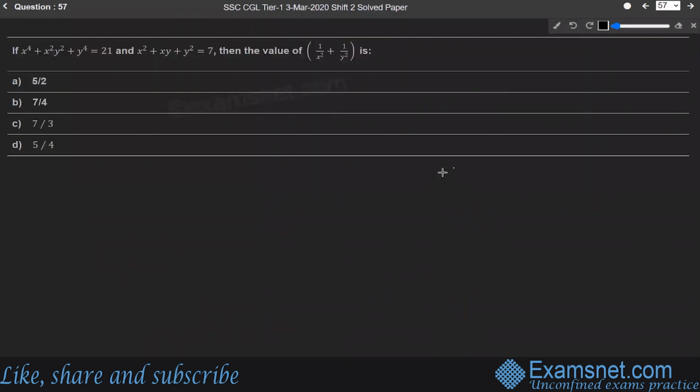Question is, if x power 4 plus x square into y square plus y power 4 is equal to 21 and x square plus xy plus y square is equal to 7, then the value of 1 by x square plus 1 by y square is. To solve this question, we need to use a very, very simple formula. So firstly, let us understand the formula to be used here.